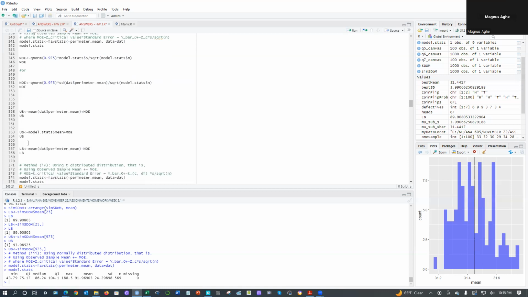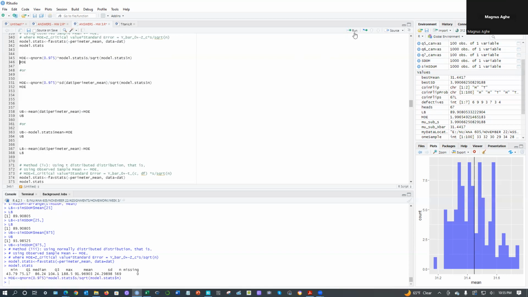Model stat plus margin of error. You don't have to go to that one. With the margin of error, you can do this way or this way. But the lower bound I wrote with the one method. You can do this one in any method. But anyhow, if you run this one, you get the margin of error.